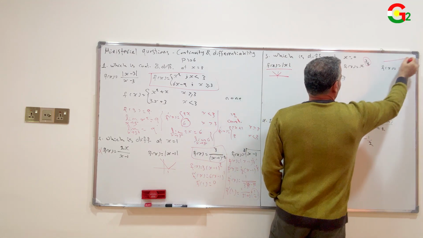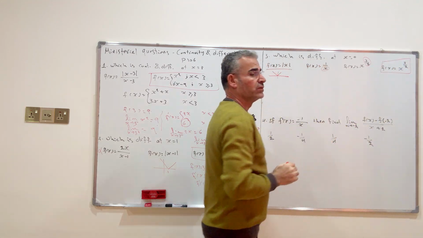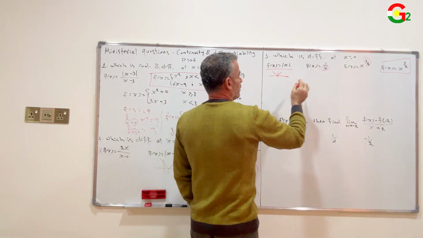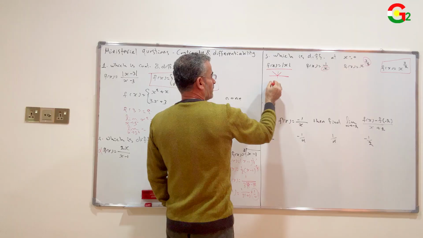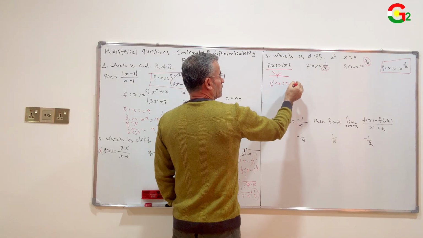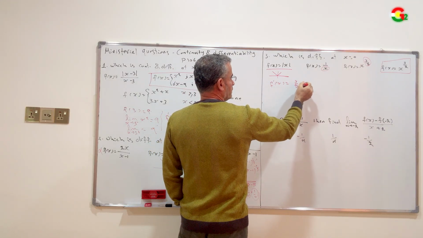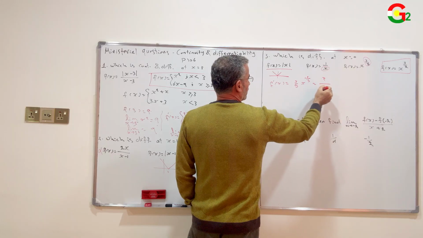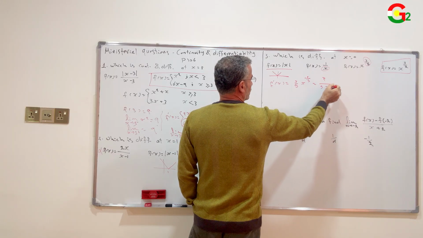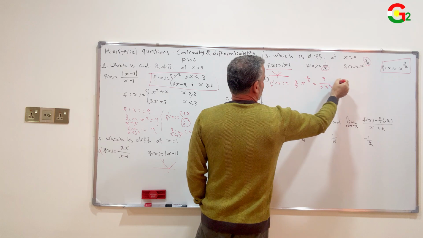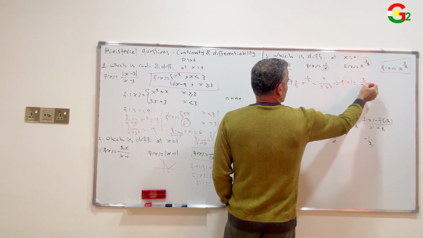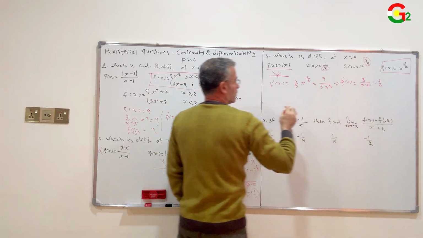f of x equals x to the power 3 over 2. It is differentiable since 3 over 2 is greater than 1. Because if we differentiate the previous function, f prime of x equals 3 over 5 x to the power 3 over 5 minus 1, negative 2 over 5, equal to 3 over 5 x to the power negative 2 over 5. The derivative at 0 equals 3 over 5 times 0, 3 over 0, it does not exist.